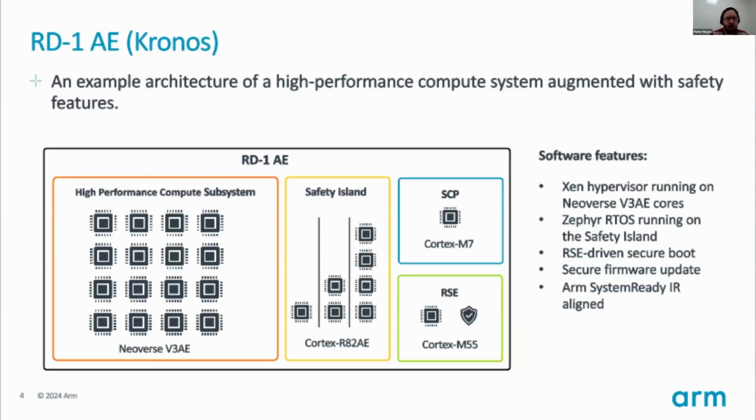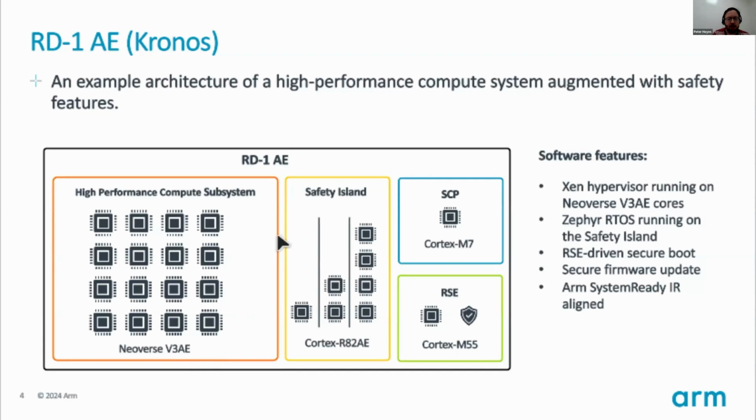And so RD1A is the BSP that is contained in Arm Automotive Solutions, and it's an example architecture for automotive systems. I'll go through these blocks one by one. There's the primary compute, which is a high performance compute system. It runs Linux or Xen. And it is augmented with what we call AE features, such as fault reporting. The AE is an Arm suffix that's applied to various pieces of IP, and it stands for Automotive Enhanced.